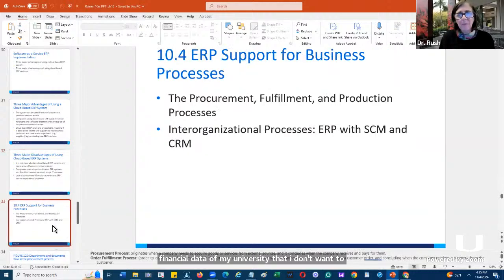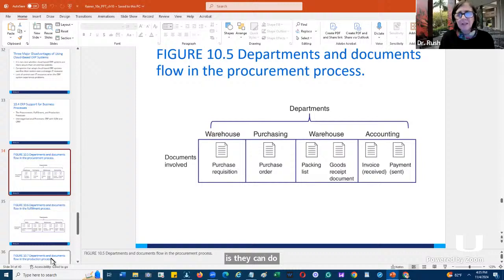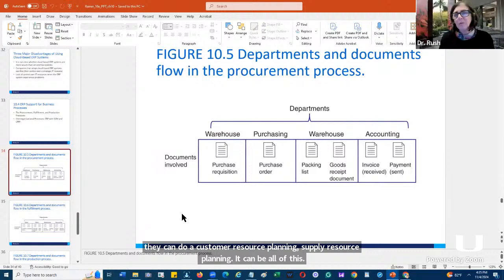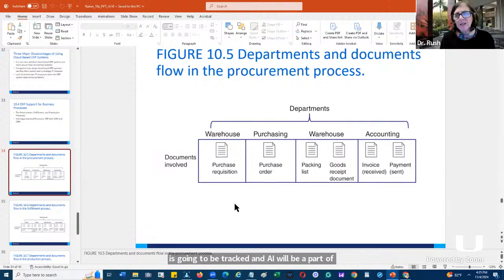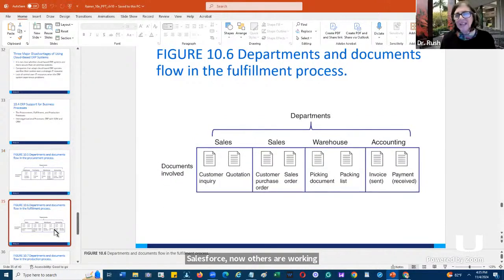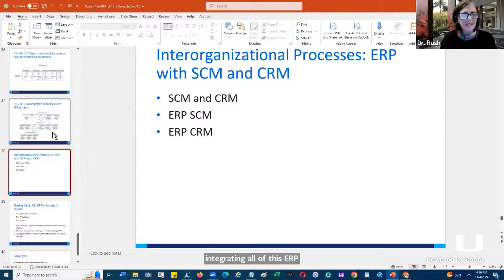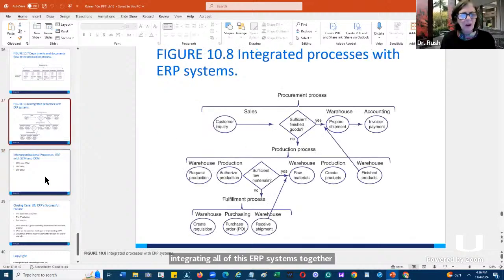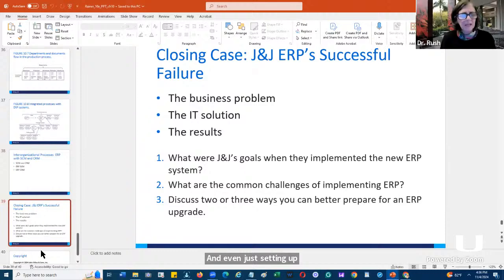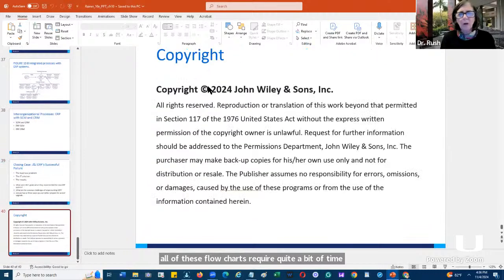And then you can think about it, they can do customer resource planning, supply resource planning. All of this is going to be tracked, and AI will be a part of all of this. Salesforce now, and others, are working on all ways of scripting. When I call HR, all of that will be scripting. I may have intelligent chatbots. I may have agents integrating all of these ERP systems together. Even just setting up all of these flow charts requires quite a bit of time. They have logical rules that I can go to.